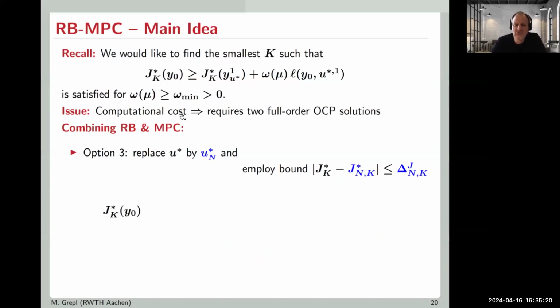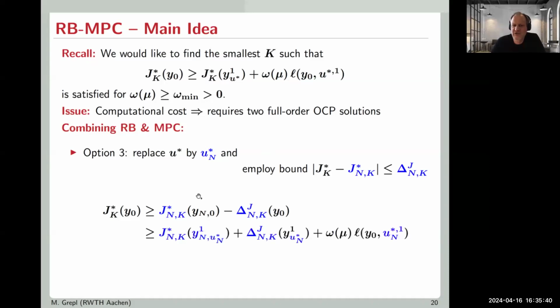So if we start now, sorry, with this jk star of y0, we know that this is lower bounded by jn k star, so our reduced basis cost functional optimal value function, minus the error bound. If I look at this quantity up here, I know this is upper bounded by jn k star plus the error bound, of course, then also plus this term, which is greater than what we have here. So now if you look at this and you look at the inequality here in the middle, then you can see that we now have everything that we need.